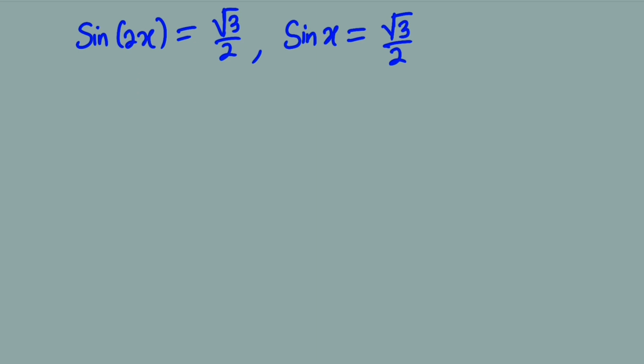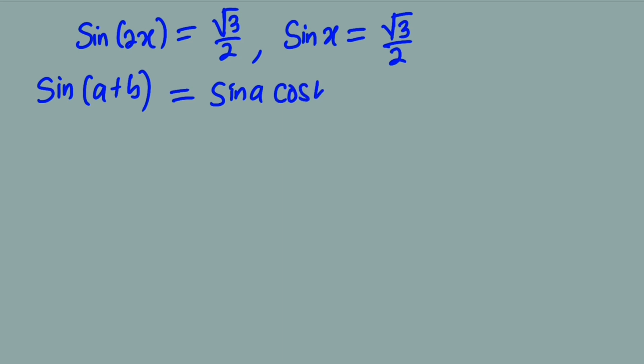All right, this is a double angle, so let me derive it for you. Suppose you have sine of a plus b. This can be simplified as sine a cos b, that is sine of the first angle multiplied by cos of the second angle, then you take sine of the second angle and multiply by cos of the first angle.